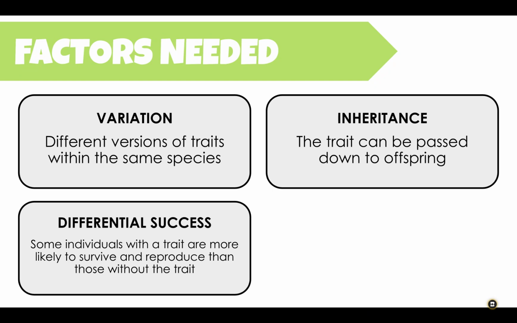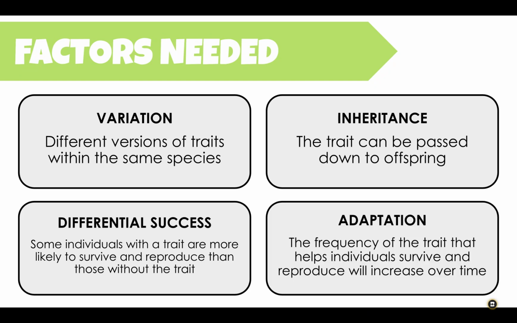There needs to be differential success. What we mean by that is you have different versions of the same trait. Some individuals with one version of the trait are going to be more likely to survive and then pass down that trait to the offspring compared to those without the trait. So if there are two versions of the trait for mouse fur color, the dark mice have better success and are more likely to survive than those without the dark fur trait. And lastly here is adaptation, which means the frequency of this trait that's giving you an advantage is going to increase over time. If that trait is helping individuals survive and reproduce, we should see it more often. So if you have these four factors, then natural selection is occurring.